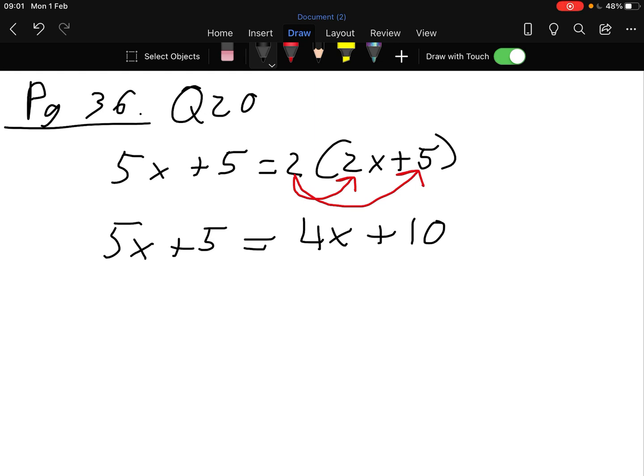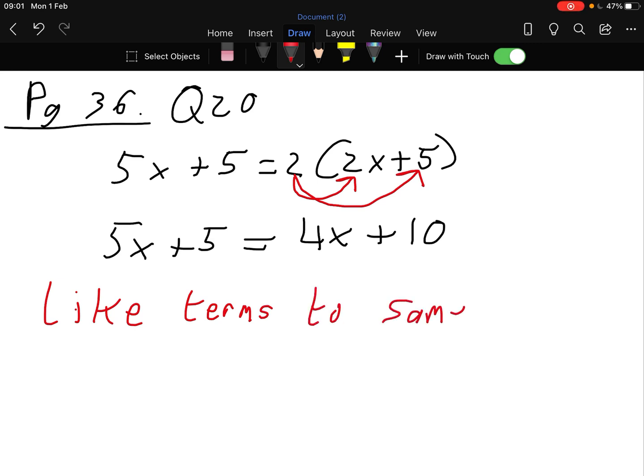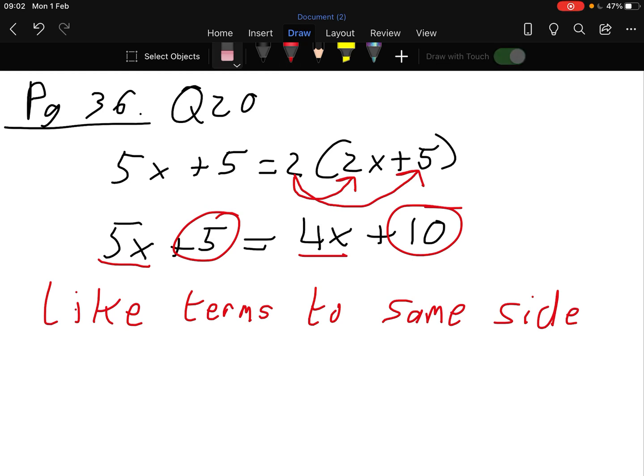Now what we want to do is get all the like terms to the same side. What do we mean by like terms? Like terms are x's together and just numbers together. You see the like terms. So we want the x's on one side and the numbers on the other. That's what we mean by like terms, if you remember that.